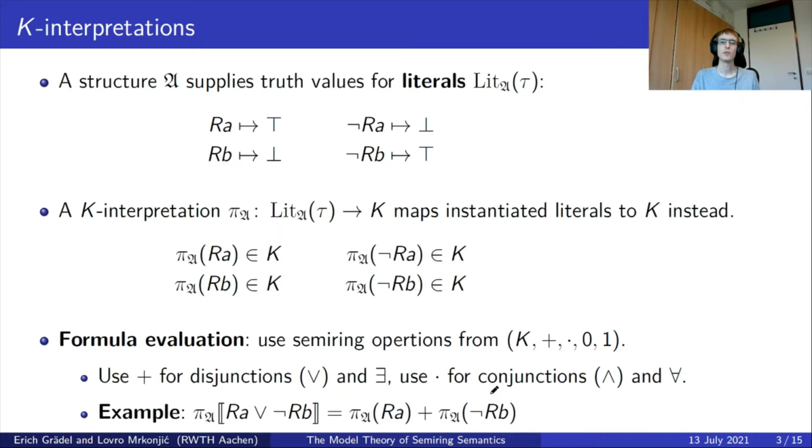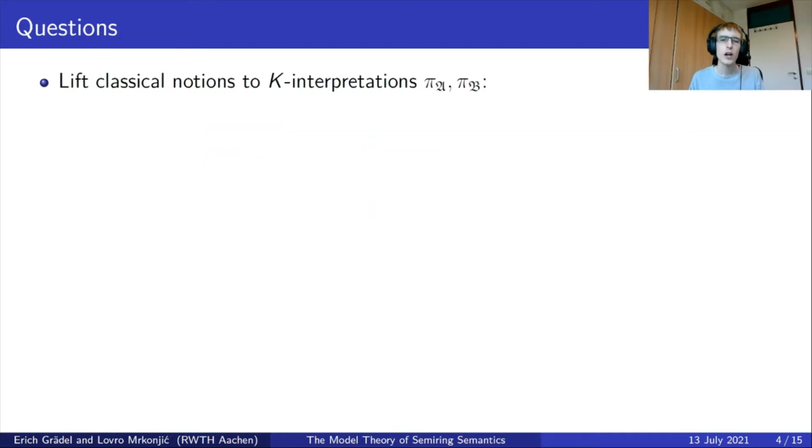We would like to understand the model theory of semiring semantics, and we start by lifting classical notions from structures to K-interpretations. First of all, we start with isomorphism, and we say that two K-interpretations are isomorphic if they are the same up to renaming. Now this is very similar to the classical case.